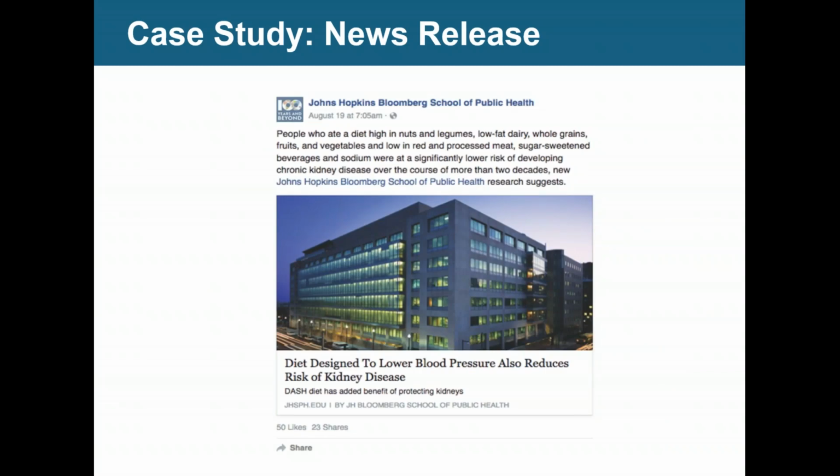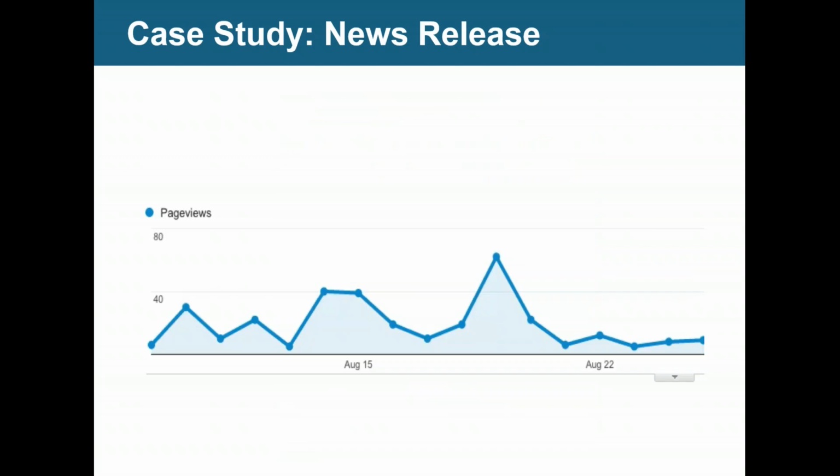And what's interesting is that in this particular case study from 2016, we actually saw the most page views come from social media. So it's really an important tool for getting people to see the news that you want to put out, and then hoping it spreads farther beyond them.